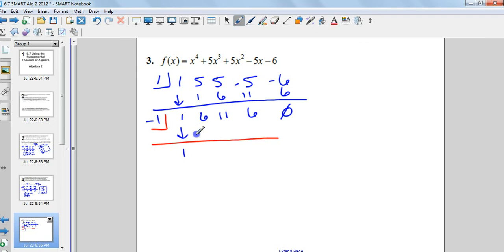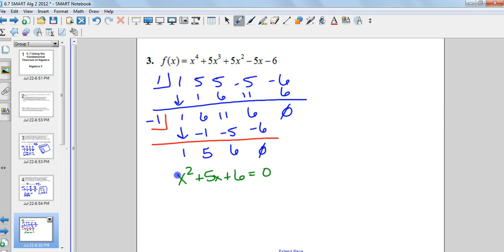So 1 times -1 is -1. 6 plus -1 is 5. Then we get a -5, 6, -6, and no remainder. So now we're left with a quadratic, just something with 3 coefficients here. So this is really an x squared plus 5x plus 6.